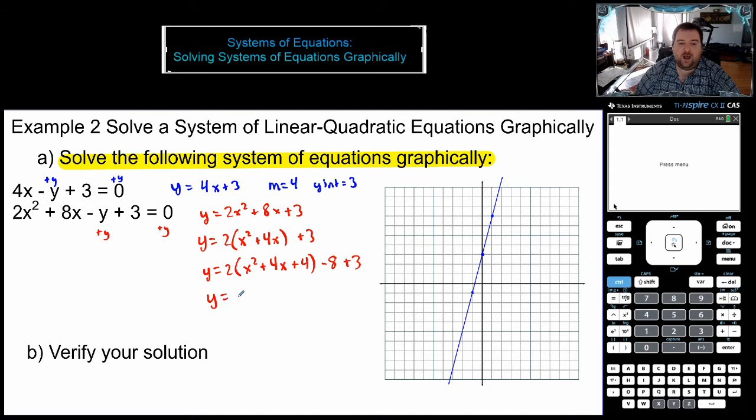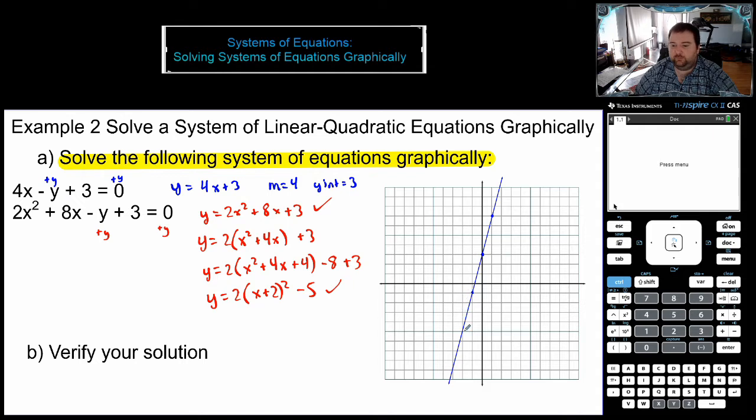So now I have y equals 2. This is a perfect square, so this is x plus 2 squared. And -8 plus 3 is -5. So there we go. I used completing the square in order to convert from standard form into vertex form. Vertex form is going to be a little bit easier for me to graph. And so now I can go, my vertex is -2, -5.